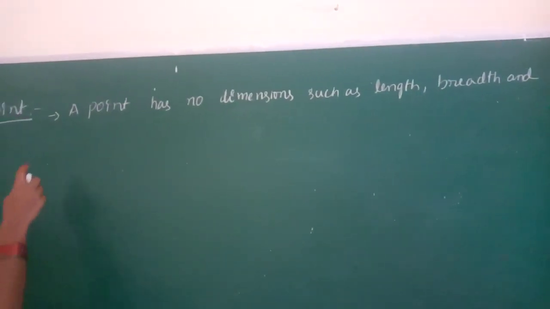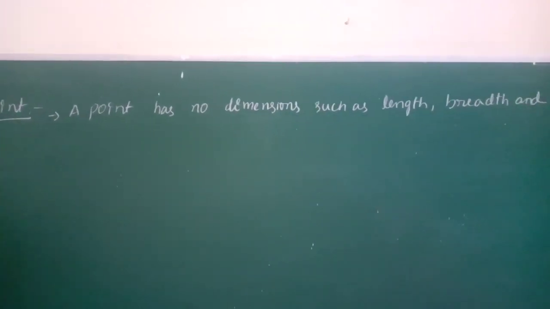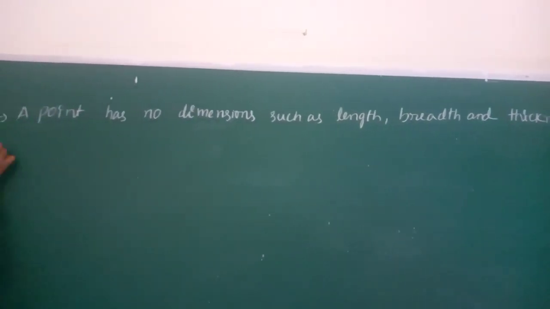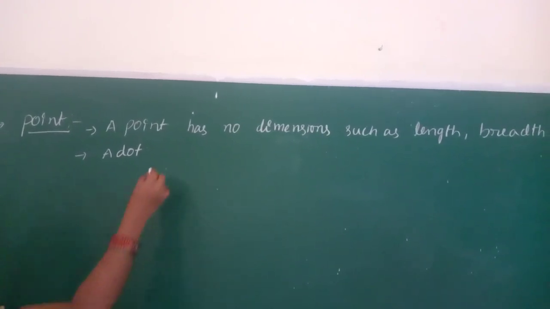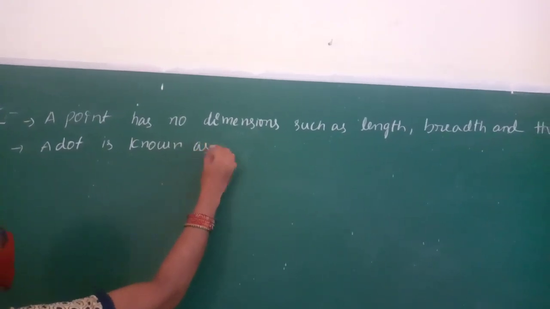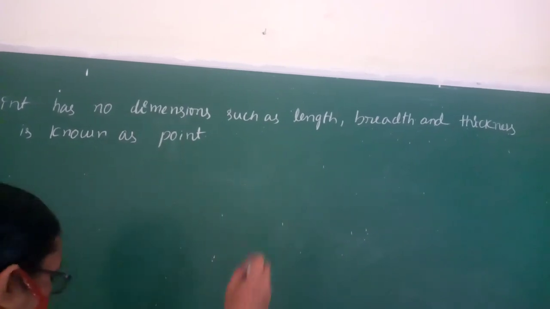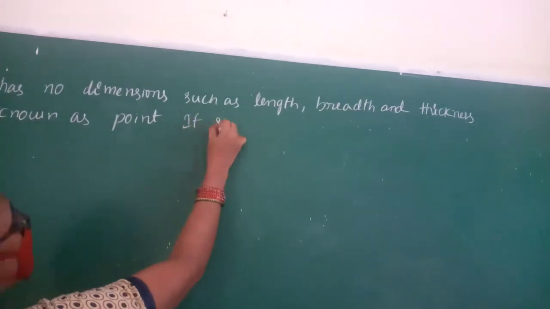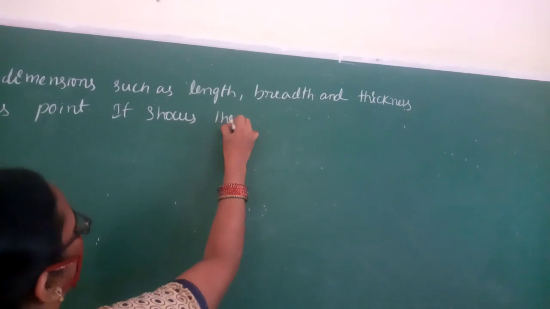What is a point, children? Point has no dimensions such as length, breadth and thickness. And simply we say a dot. Point is nothing but a dot. A dot is known as a point. It shows just the position.